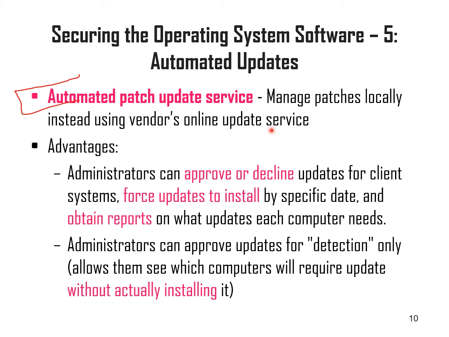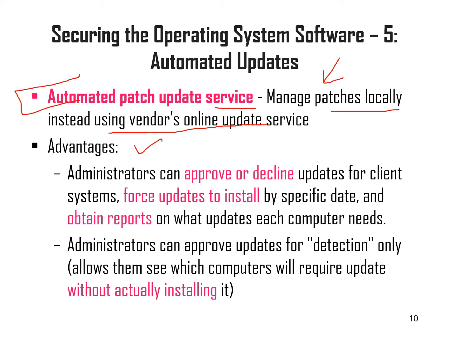Automated patch service manages patches locally instead of using the vendor's online update service. What is the procedure here? Conventionally, your host system needs an update and communicates with the vendor's online update service, which is the server on the vendor side. But here, the automated patch update service has its own patch server present locally, in the intranet. Within this server we can manage the patches locally instead of using the vendor's online update service.